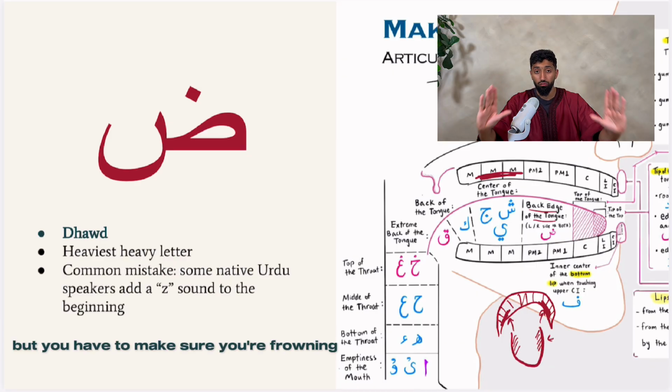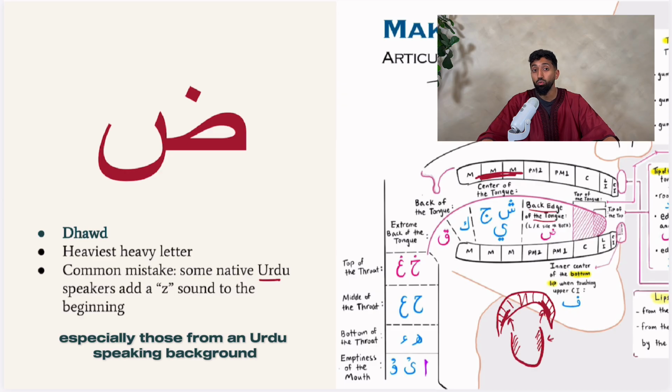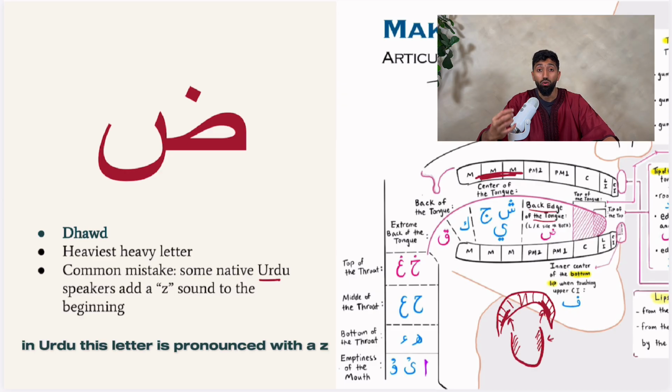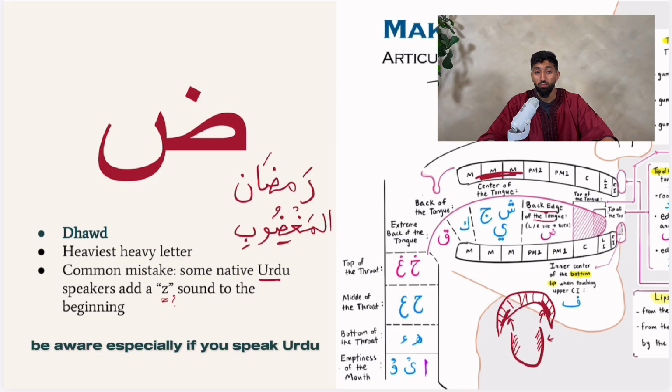But you have to make sure you're frowning to properly pronounce this letter. A common mistake, especially for those from an Urdu speaking background, is that in Urdu this letter is pronounced with a Z sound. And so Ramadan becomes Ramzan, غير المغضوب becomes غير المغضوب. So be aware, especially if you speak Urdu, that might be correct in Urdu, but in Arabic, when reading the Quran, we keep the Z sound out of the letter Dad. So Dad, Fatha, Da, Dad, Kasra, Di, Dad, Dhamma, Du. Da, Di, Du.